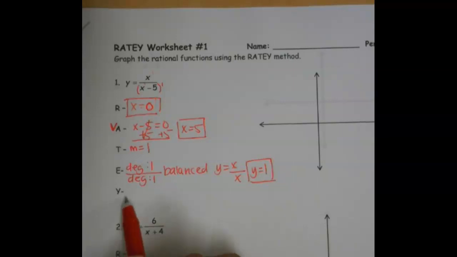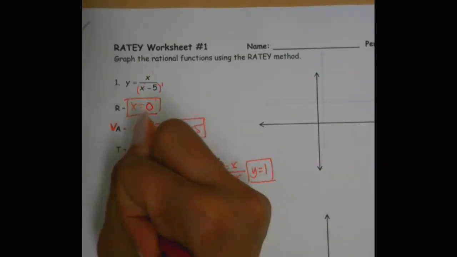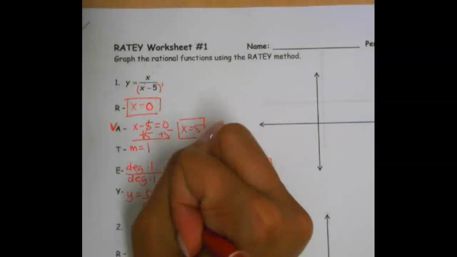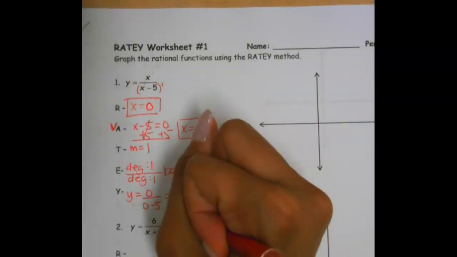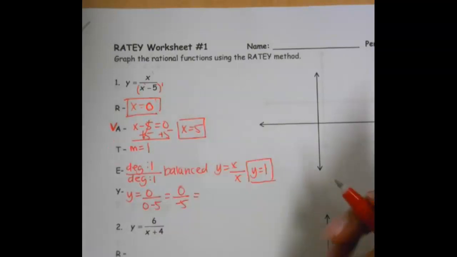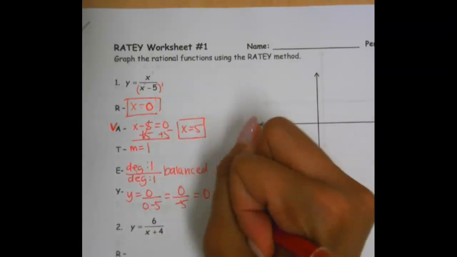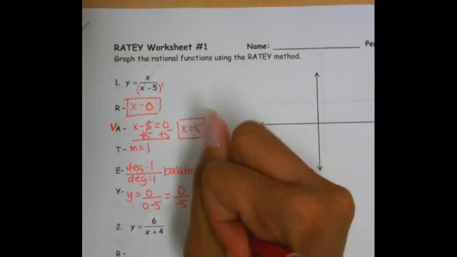And then the last part is your y-intercept. Caitlin, how do I find the y-intercept? Plug in 0 for x. So we'll have 0 over negative 5, and then 0 divided by negative 5 is just 0. This is your y-intercept.